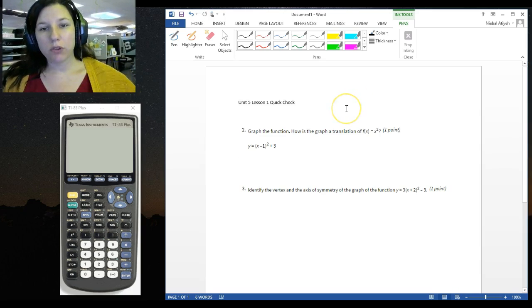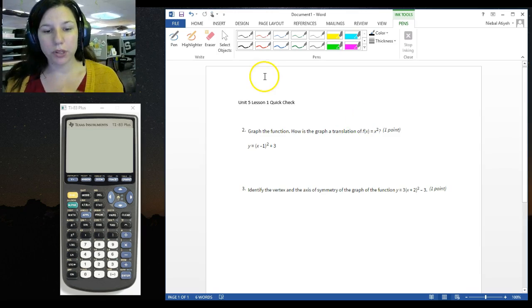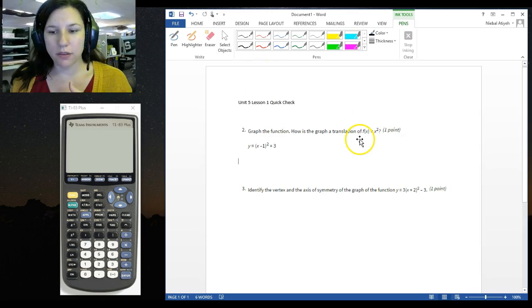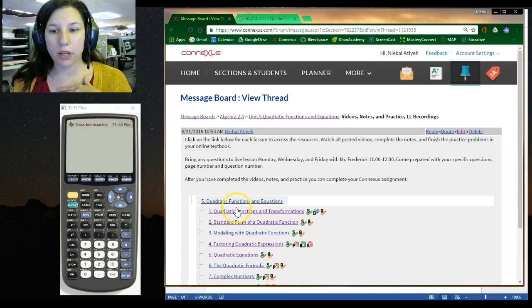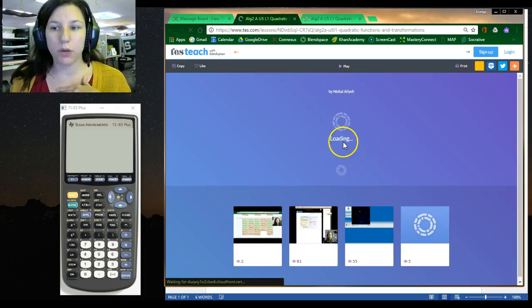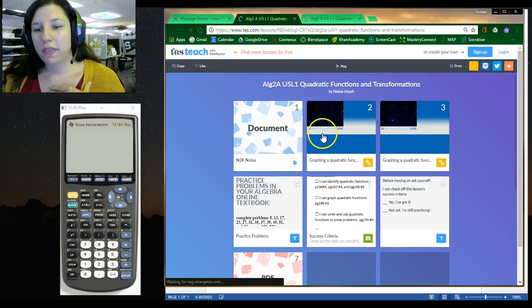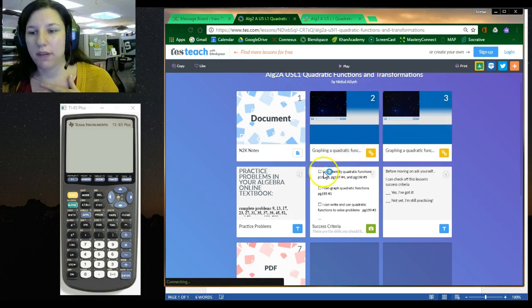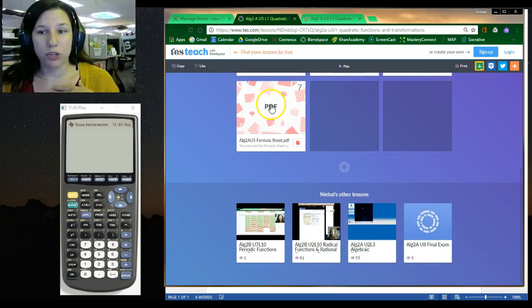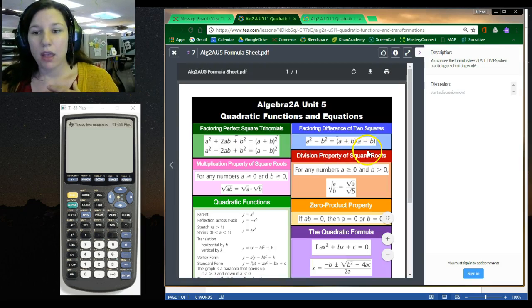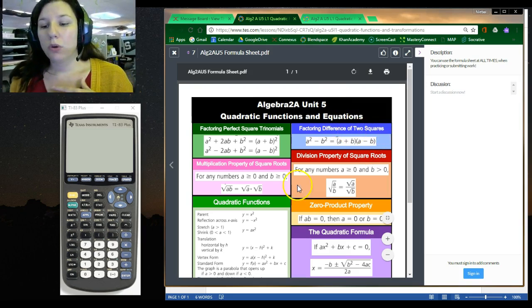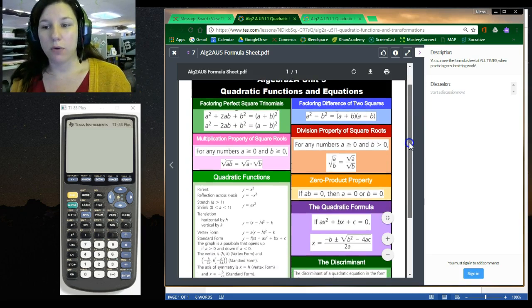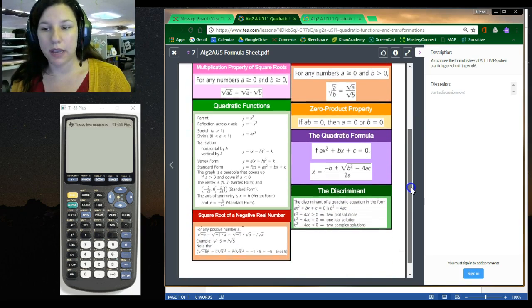The first thing I want to draw your attention to, remember before you do any work in any of the class lessons, make sure that you're going to your message board. If you go to your message board and click on the particular lesson you're working on, one of the things you want to make sure you're using on top of the notes and the videos is your formula sheet. You can have this all the time. You're going to notice this is really the first unit where there are quite a lot of formulas, so make sure you have this out next to you, printed out, so that you're referencing it, okay?